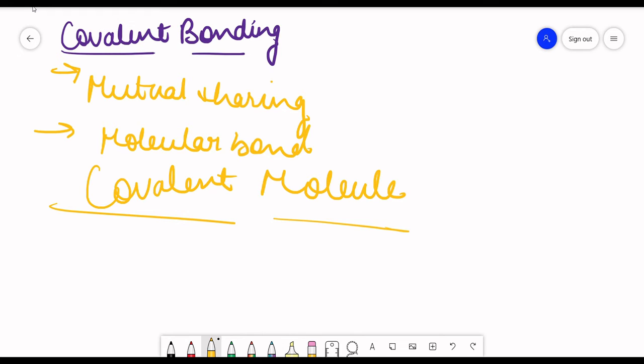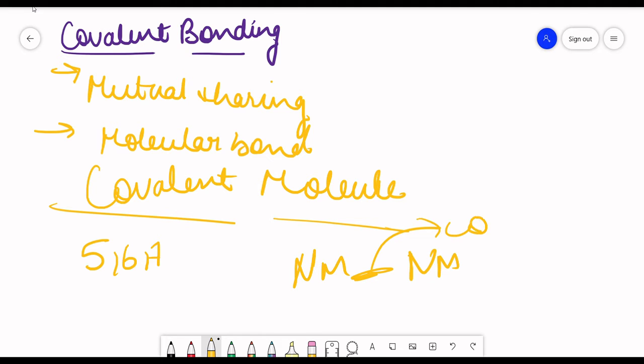Now, usually non-metals have an electronic configuration of 5, 6, 0 in the outermost shell, these are the valence electrons. So the atoms of such elements do not favor the loss of electrons, they favor the gain of electrons. Therefore the octet of an atom can only be completed by mutual sharing of one or more pairs of electrons. Each atom contributes an equal number of electrons. So if a non-metal combines with another non-metal, the bonding formed is covalent.